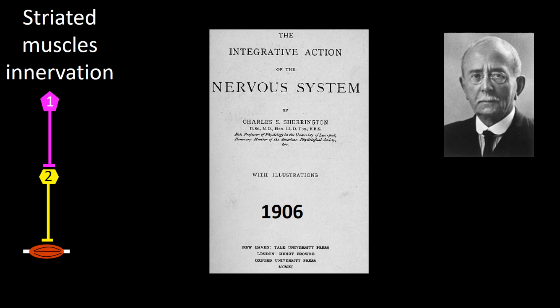The functional anatomy of striated muscle, based on Sherrington's model published in 1906, has a simple arrangement. An upper motor neuron in the cerebral cortex, labeled in this frame 1, makes contact with a lower motor neuron in the brainstem or spinal cord, labeled in this frame 2. The lower motor neuron makes contact with striated muscles. This arrangement allows us to understand a great deal of striated muscle physiology and pathophysiology.